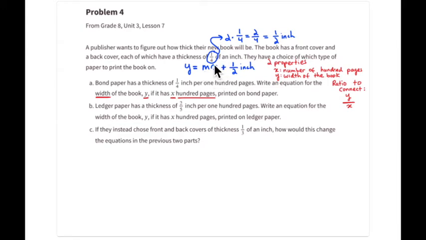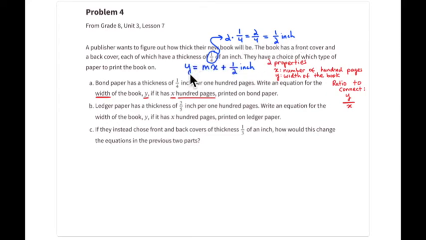So the proportional part of this is y equals mx, where m is the thickness per 100, per hundreds of pages, at 1/4 of an inch per hundreds of pages. So how many of those do you have, plus the front and the back covers? Well, the front cover plus the back cover is equal to 1/2 of an inch. Remember, you have 1/4 of an inch for the front cover, 1/4 of an inch for the back cover, so 2 times 1/4 is equal to 2/4, which simplifies to 1/2 of an inch.